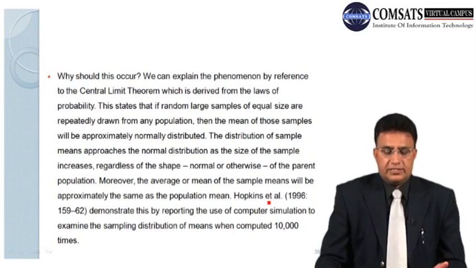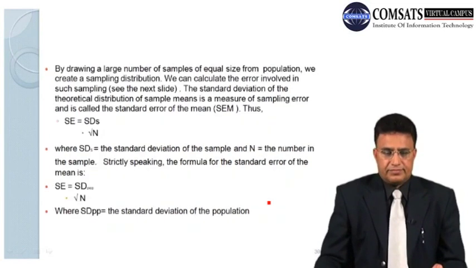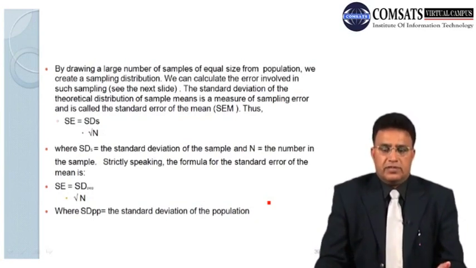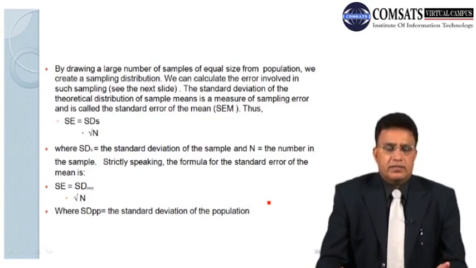Hopkins et al. 1996 demonstrate the same phenomena by reporting the use of computer simulation to examine the sampling distribution of means when computed 10,000 times. So by drawing a large number of samples of equal size from a population, we create a sampling distribution. We can calculate the error involved in such sampling.